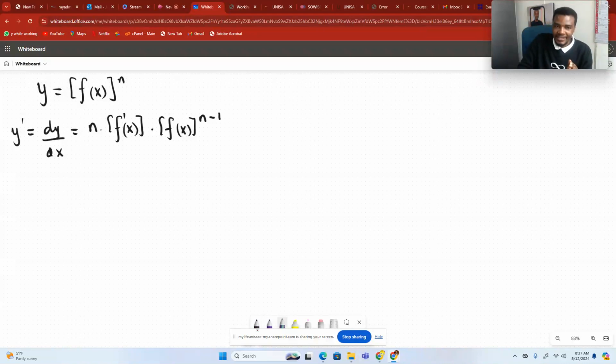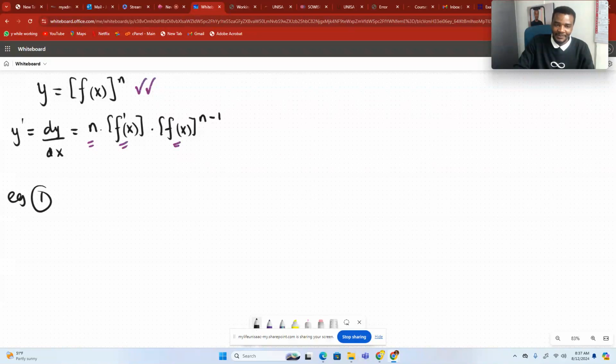So yes, that's how we differentiate functions of the form y is equivalent to f of x to the power of n. Like I said, bring down the power, multiply by the derivative of f of x, and now rewrite f of x but subtract 1 from the power. Let me reinforce this concept further by means of an example.